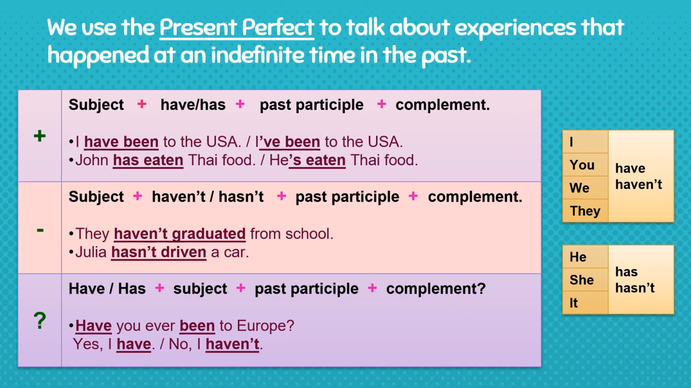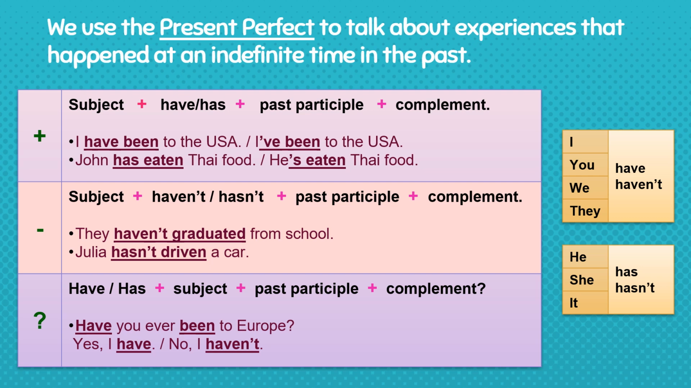In the previous sentences, we use the present perfect tense. We use it to talk about experiences that happened at an indefinite time in the past. But how do we make sentences in present perfect? If it's an affirmative sentence, we start with the subject, then have or has, the past participle verb, and the complement.